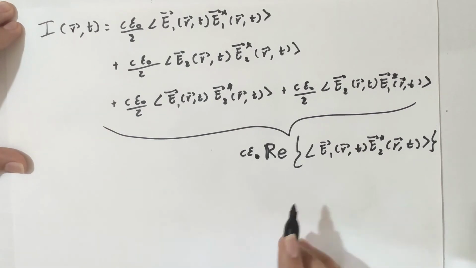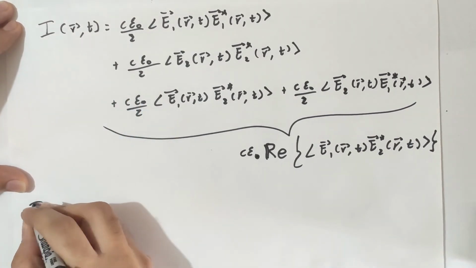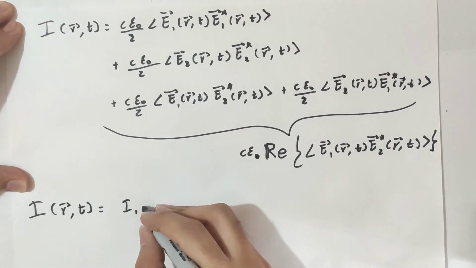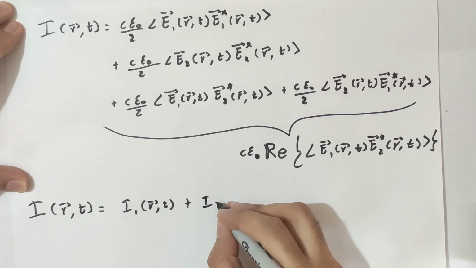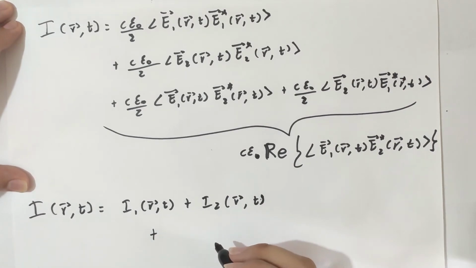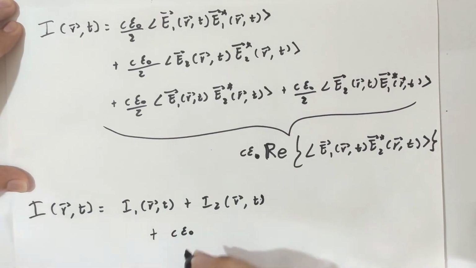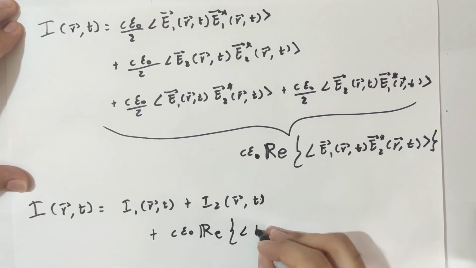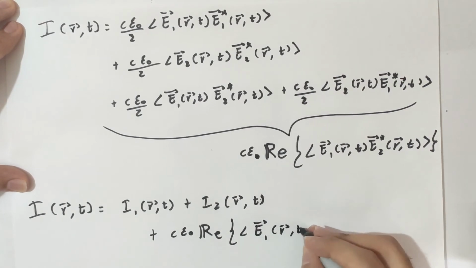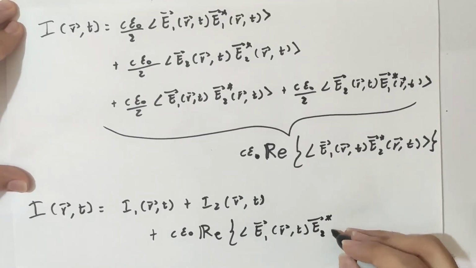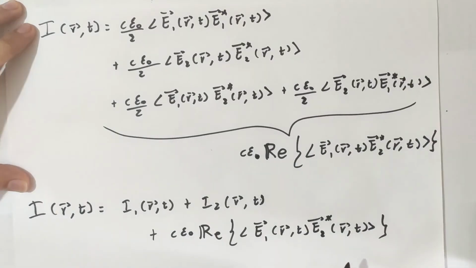Now let's go back to our expression of the intensity. So we have that the intensity at the point r and time t is the intensity of the first electric field at that point plus the intensity of the second electric field at that point plus the interference term, which is c times epsilon 0 times the real part of the time average of the electric field 1 times the electric field 2 complex conjugate at that point. What we have to do now is to solve out this term.